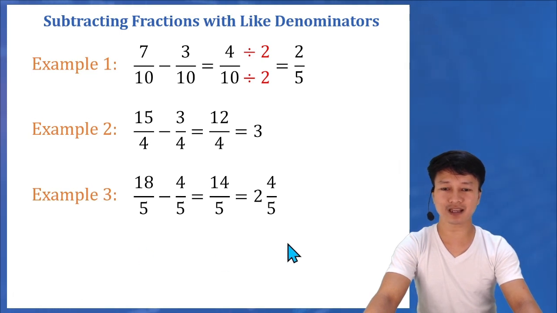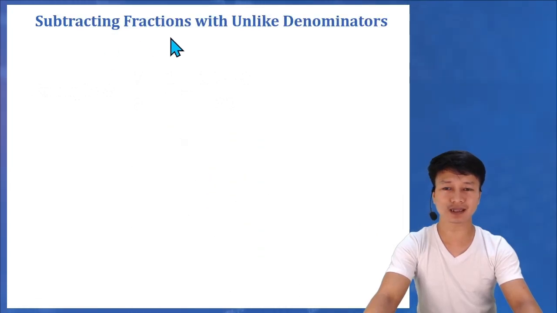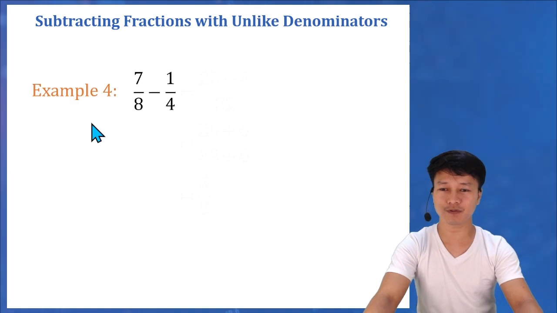Okay, let's proceed to subtracting fractions with unlike denominators, or the so-called dissimilar fractions. Let's take example number 4. We have 7 over 8 minus 1 over 4. Obviously, the denominators of these two fractions are different, and so we consider them dissimilar fractions. And subtracting dissimilar fractions cannot be done directly.